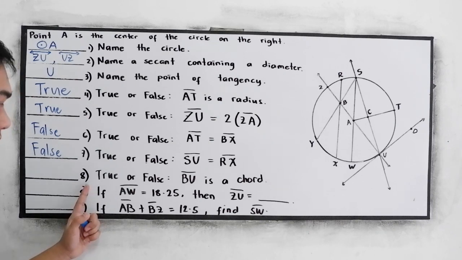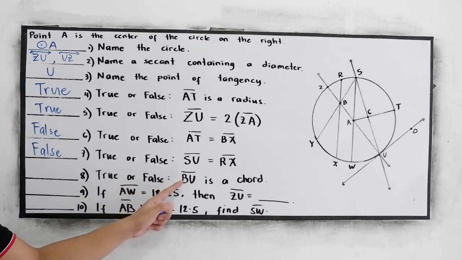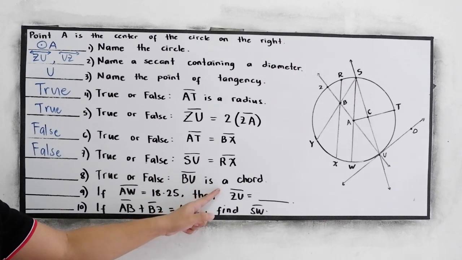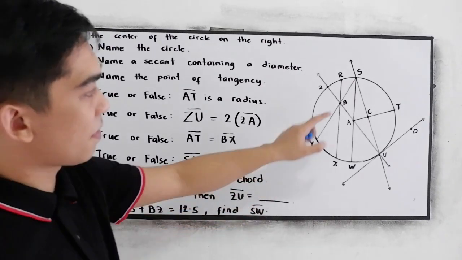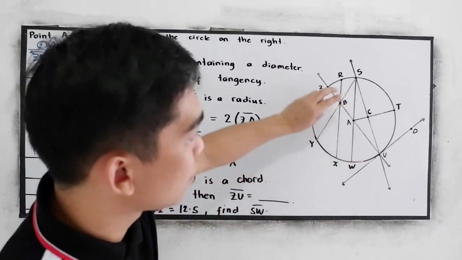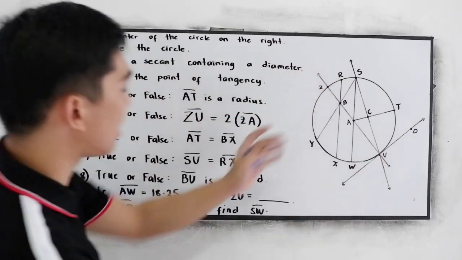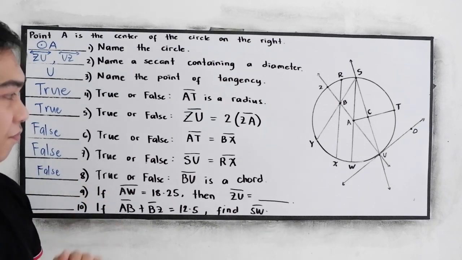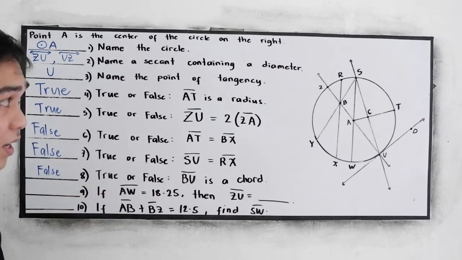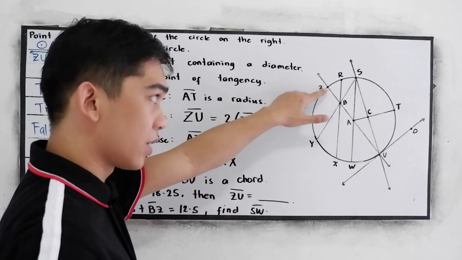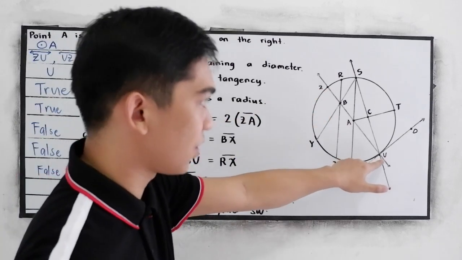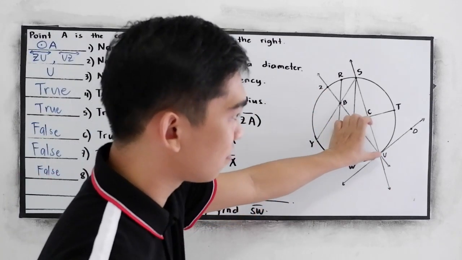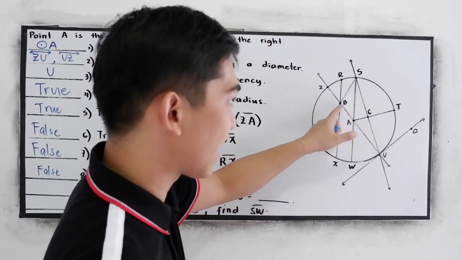And number 8, true or false? Segment BU is a chord. Segment BU, that is false. Again, a chord is a point on a circle to another point on a circle. But for BU, we have a point inside the circle.